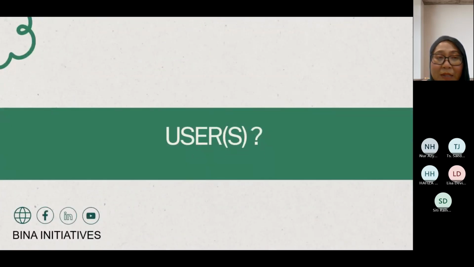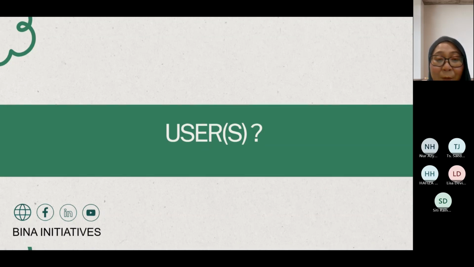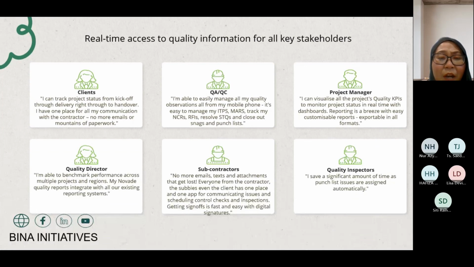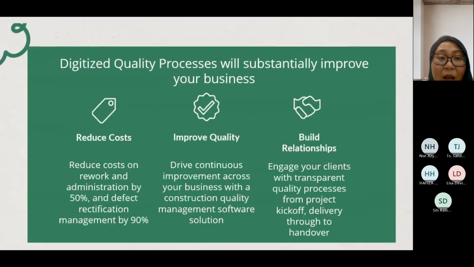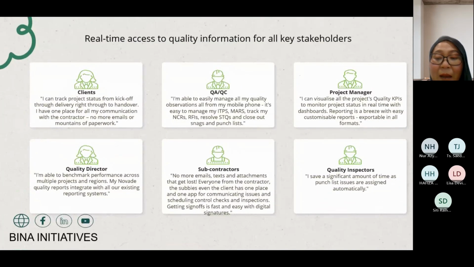Okay, so as I mentioned just now, the data is provided by the correct person. And who are the persons and who are the users? Is it one user or are there many users? By having this platform, you are not involving only one person. As mentioned just now, it's not only a project manager. It can involve all parties: your clients, your QA, QCs, the project manager, quality directors, subcontractors, and quality inspectors, and whoever you want to allow access.